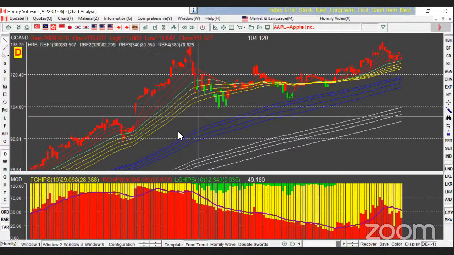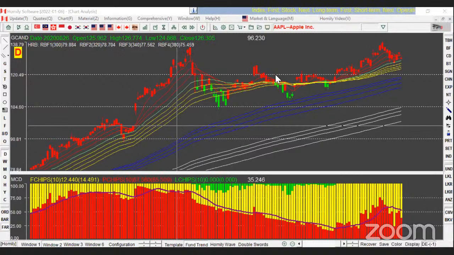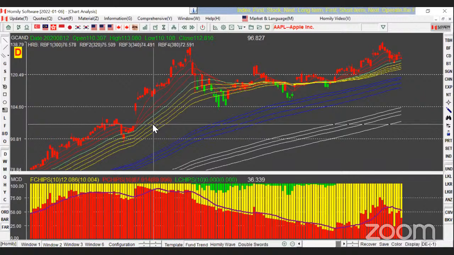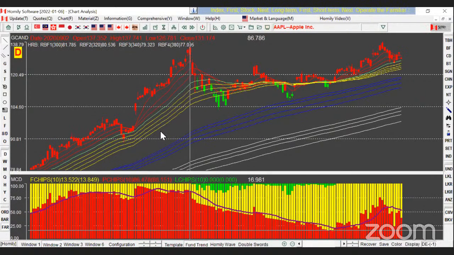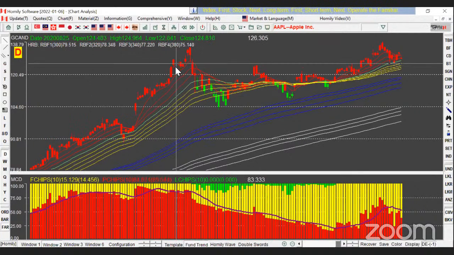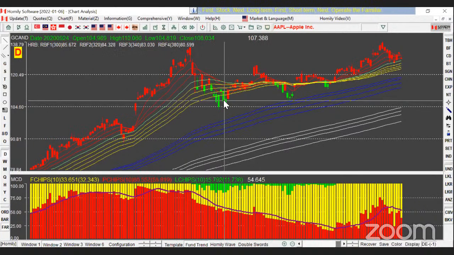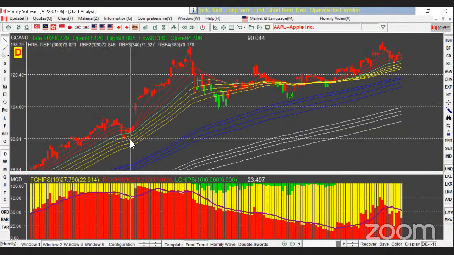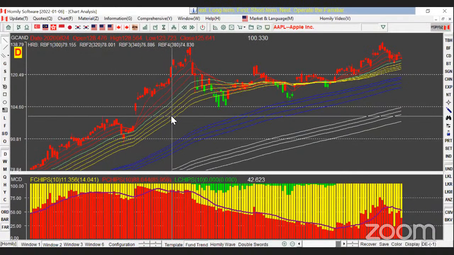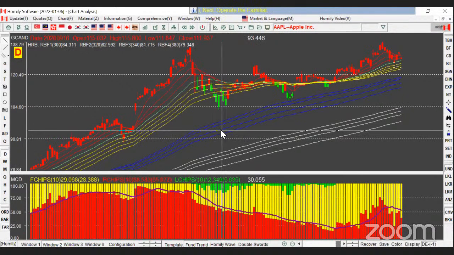The necessary components of this combination are Homely Rainbow and Multicolor Dragon. This red and green signal here is optional. It's not a necessary one. It's just one indicator that we added to confirm the buy and sell points. So this is the trend and fund template.